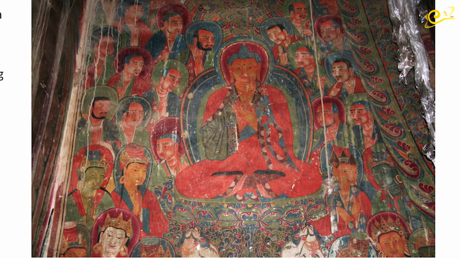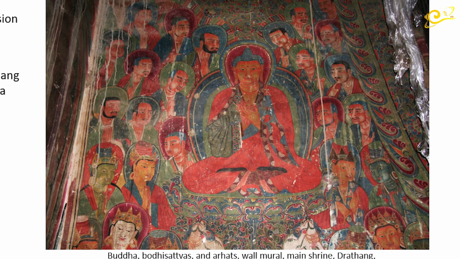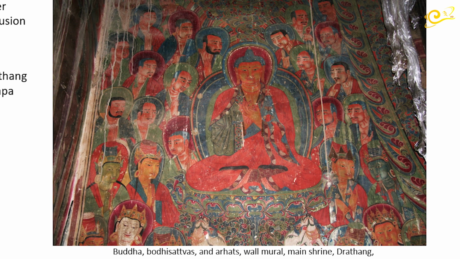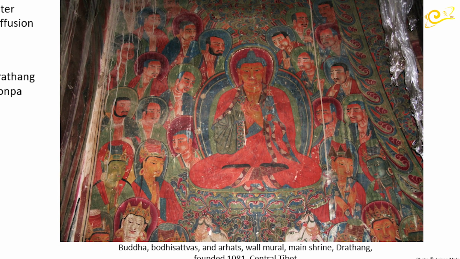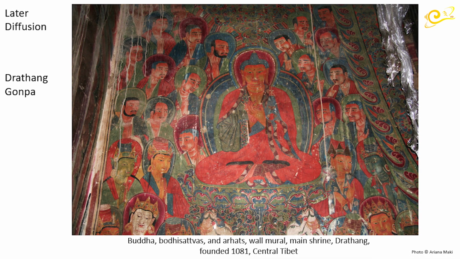A second example during the Chidar, during the early later diffusion, is from Dratang Gompa. This painting shows that in Central Tibet they were very much aware of and comfortable with the Pala style of painting. We can see this again in the shape of the halo, in the red of the hands. We can see the 3/4 poses of the bodhisattvas and the arhats that surround him. But we also see Gupta elements. We see some lightness on the faces. We see some lightness in their bodies. We also see a Pala-style lotus with more elaboration of the lotus petals.